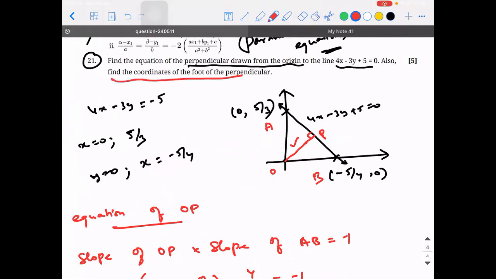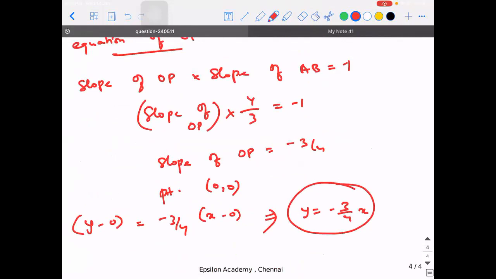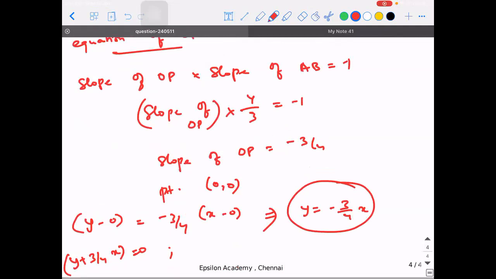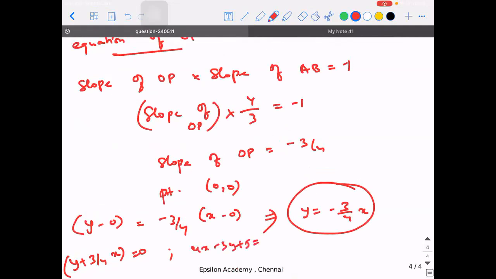Then they are expecting you to find the coordinates of the foot of the perpendicular. How will you find the coordinates? So y plus 3 by 4 into x is equal to 0, and 4x minus 3y plus 5 is equal to 0. Okay, so 4y plus 3x is equal to 0. Solve these two and tell me what is the answer. Do it fast.